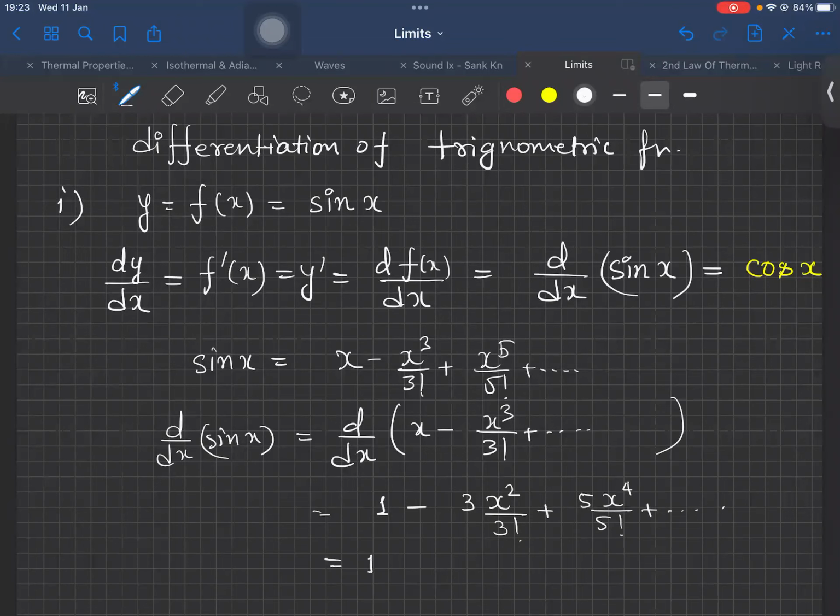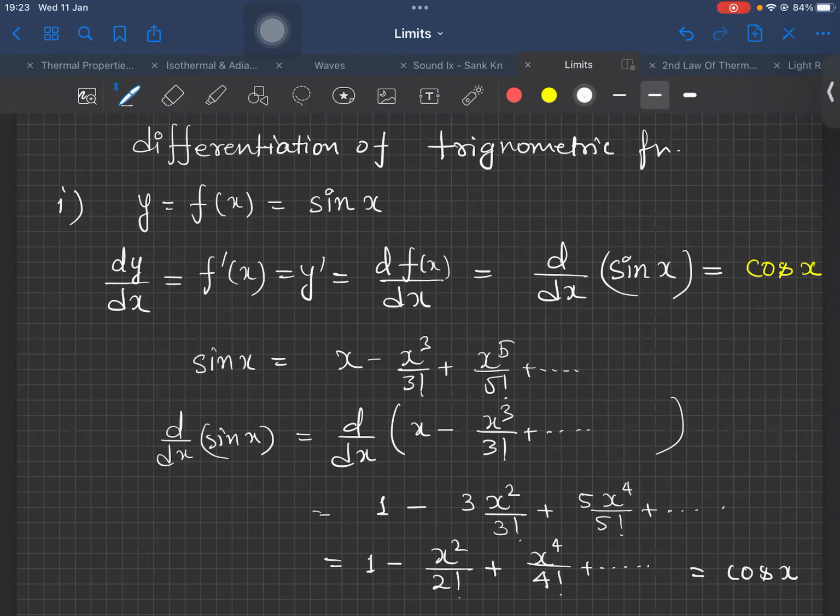So this will be equal to 1 minus x square upon 2 factorial plus x to the power of 4 upon 4 factorial and so on. And what is this? This is equal to cos x. This is one of the proofs, it's not like this is the only proof.